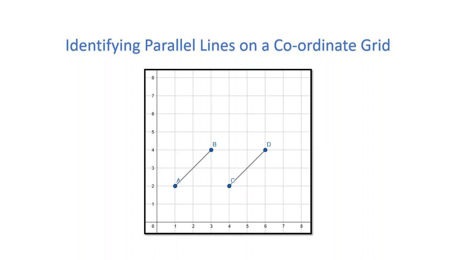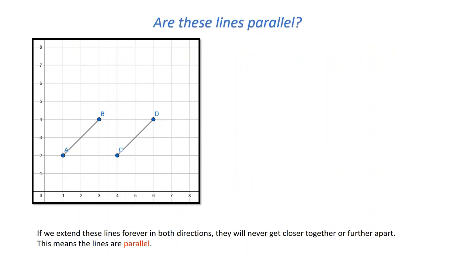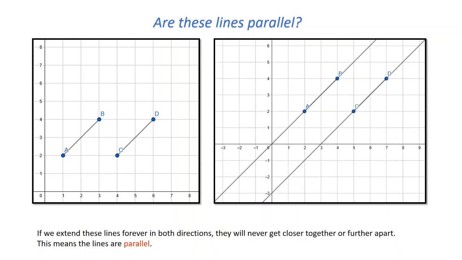So I've started here with two lines that I think we all agree are parallel, but we're going to look at how we can use maths to show that these are parallel. So yesterday we looked at, well, if we extend these lines forever in both directions, they'll never get closer together or further apart, and of course this means that the lines are parallel. So if I drew these lines to go on in both directions forever, then they would never meet, they would never get further away, and therefore they're parallel, or these kind of train track effect lines.